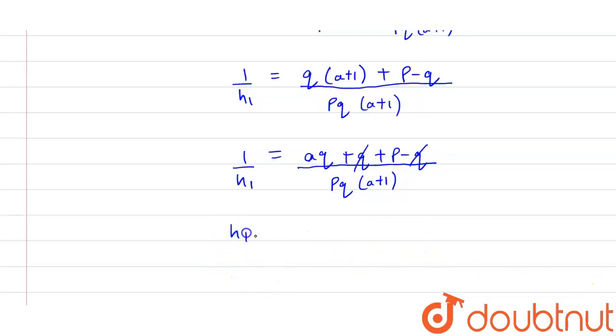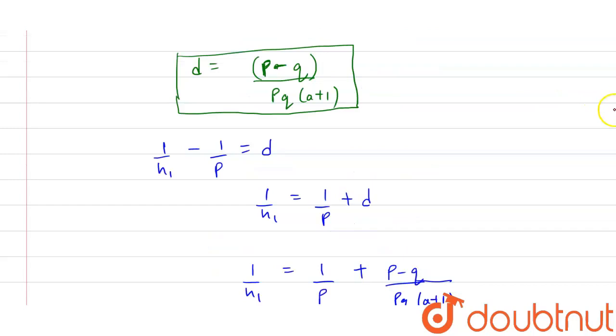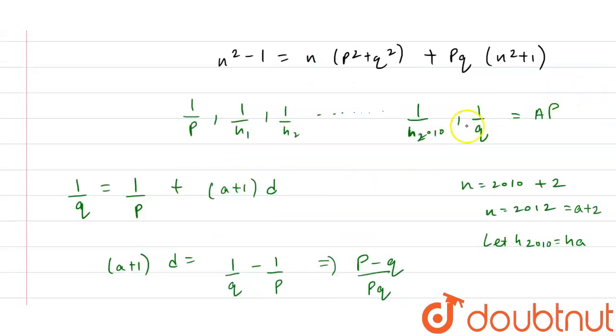So h1 is equal to pq multiplied by (a plus 1) divided by (aq plus p). This is the value of h1 we get. Now we will similarly find the value of h of a. So this is our series, and this value is h of a.